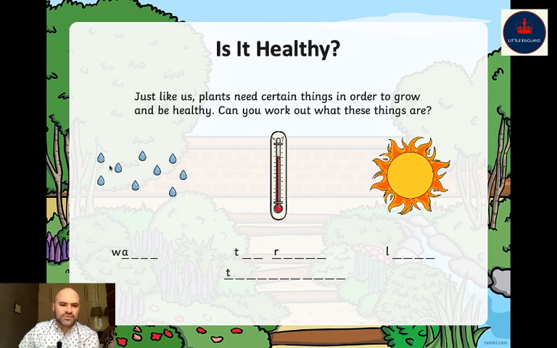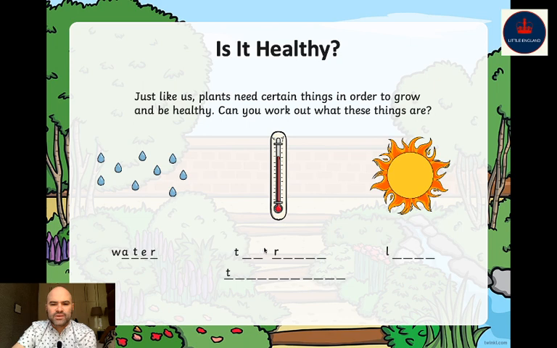Here is W, A, T, E, R. Water. So this is water. So the flowers need water, like we need water. And then this thing is called a thermometer. I think in Czech it's teplomír. So this is a thermometer. And you see here, it is very hot. It says it's very hot outside, okay? And if it gets too hot, then it's bad for plants, I think.